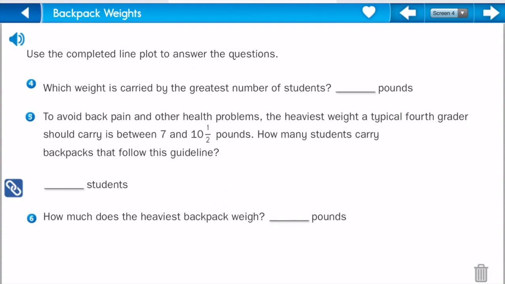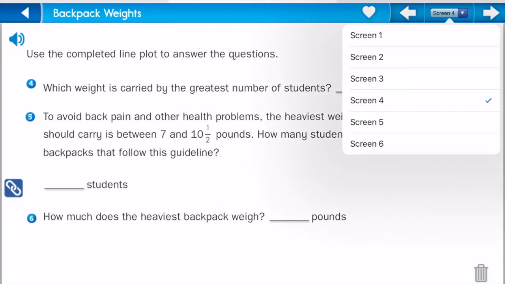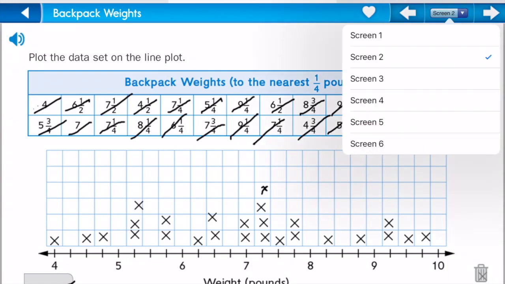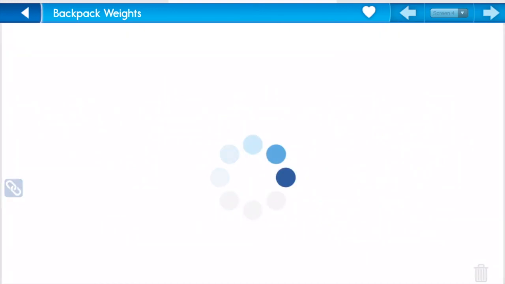Use the completed line plot to answer the questions. Which weight is carried by the greatest number of students? Let's look. Which one of these has the most? Looks like 7 1/4 has the most. So let's put that on our answer sheet.